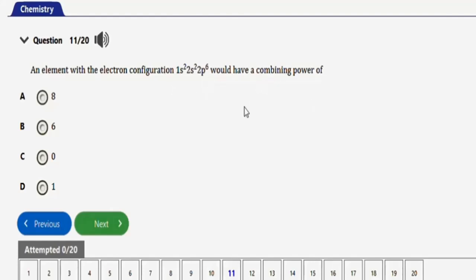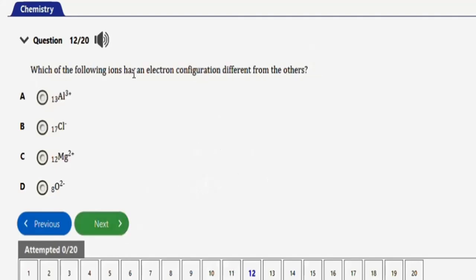So this is a noble gas. This is neon. Alright, atomic number is 10: 6 plus 2 plus 2, that's 10. So noble gases or inert gases have no combining power because they already have stability. Alright, so they don't need to get into reaction again. So the next question is this one.